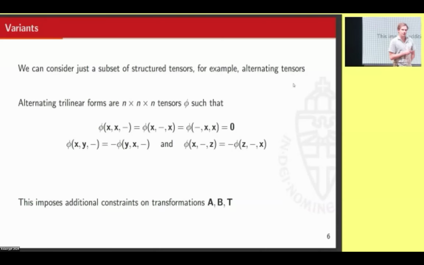It not only limits the space of tensors, it also limits the transformations that we can apply. Because if we would apply A, B, and T that are different, then we wouldn't end up with an alternating tensor again, but with an unstructured tensor. So in this problem, A, B, and T will be equal to each other.